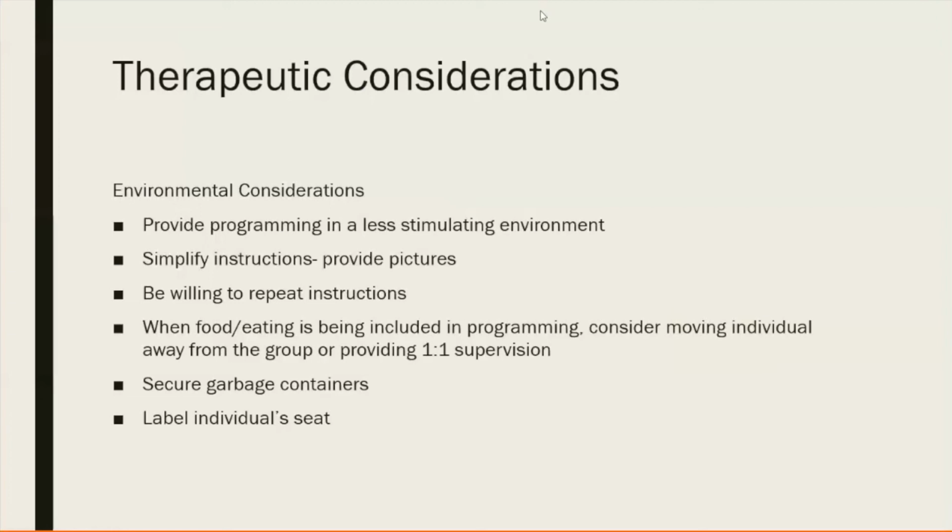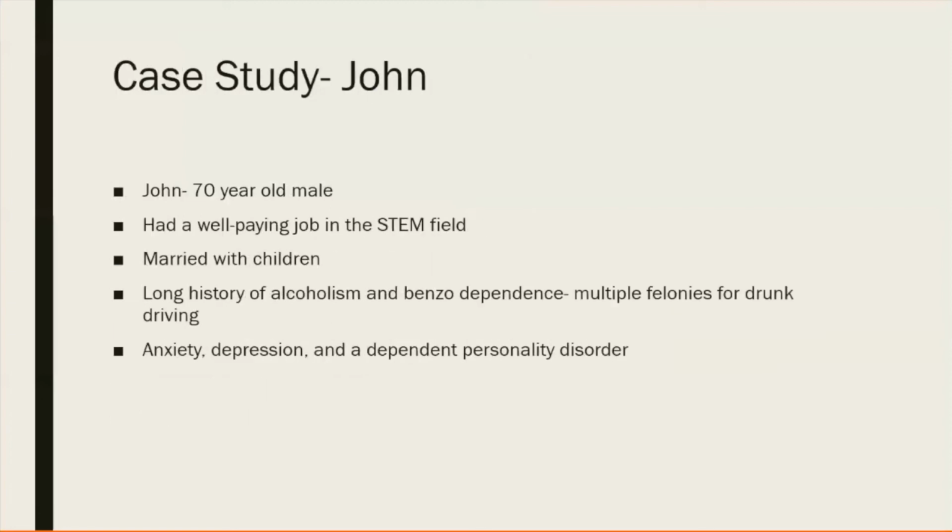And we want to set people with FTD up for success, not for failure. And so that means taking away their ability to get those tasty treats out of the garbage. We might want to label the individual seat. This is going to help them kind of be less confused, more oriented to where they are, right?